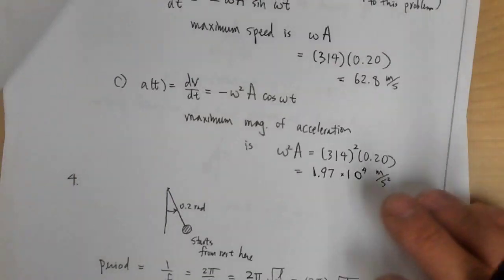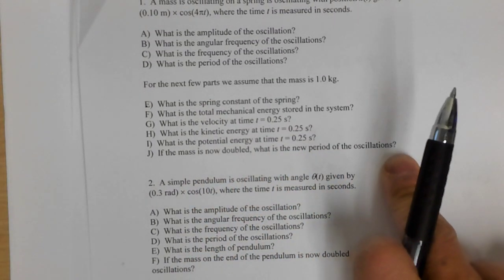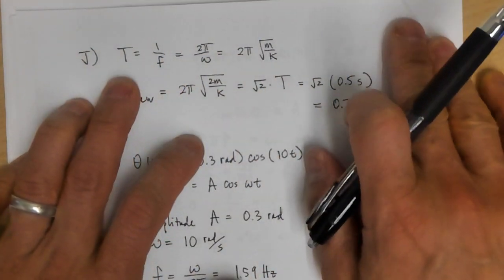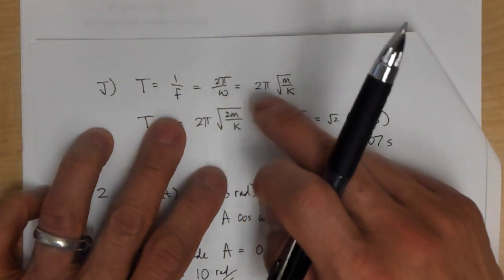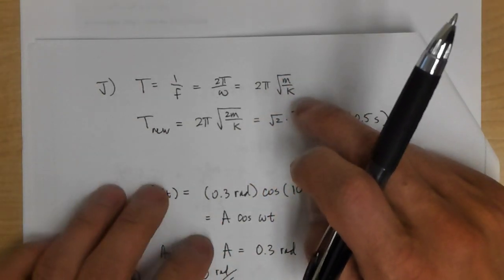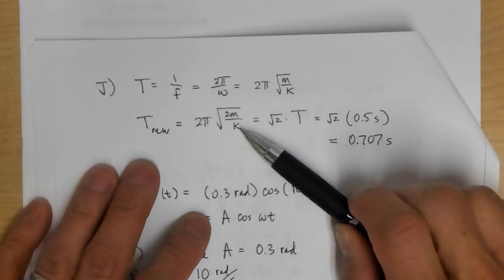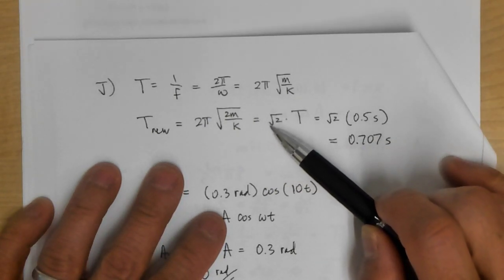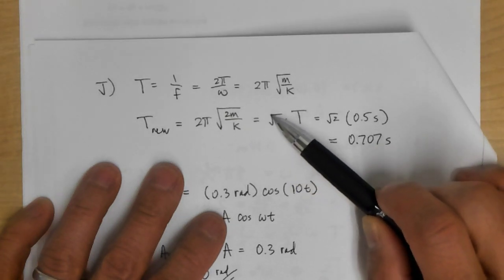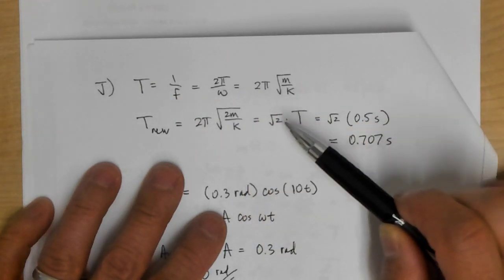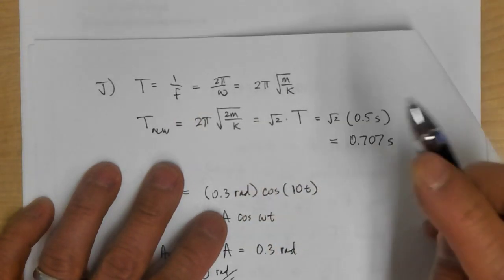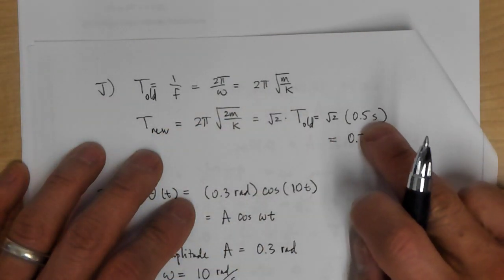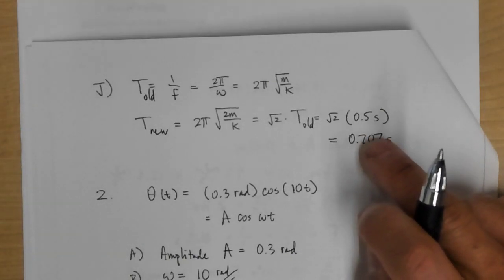Okay. Now they ask, if the mass is now doubled, what is the new period of oscillation? The formula for the period is 1 over f, or 2 pi over omega, which comes out to 2 pi square root of m divided by k. For the new case, we keep the same spring constant, but we have a new mass of 2m. So we have 2 pi square root of 2m over k. This extra 2 gives a factor of square root of 2 times the old period, which was what we call T. So the new period is square root of 2 times the old period, which is 0.5 seconds. And this comes out to 0.707 seconds.